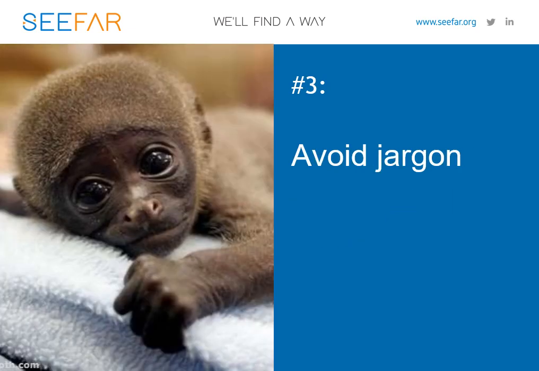Number 3, avoid jargon. The simpler the language that you use, the higher the enumerator understanding of those questions. This leads to easier translation and ultimately better data. So when in doubt, avoid saying complicated technical terms and instead simplify your language as much as possible.